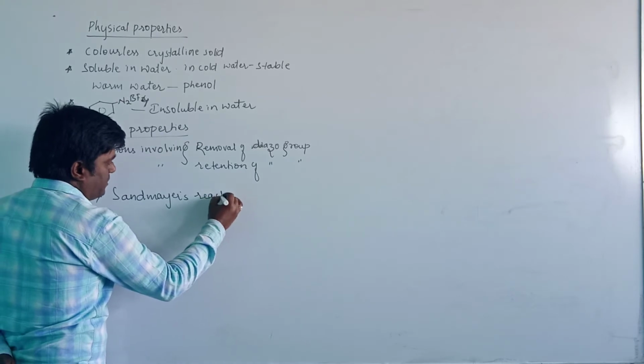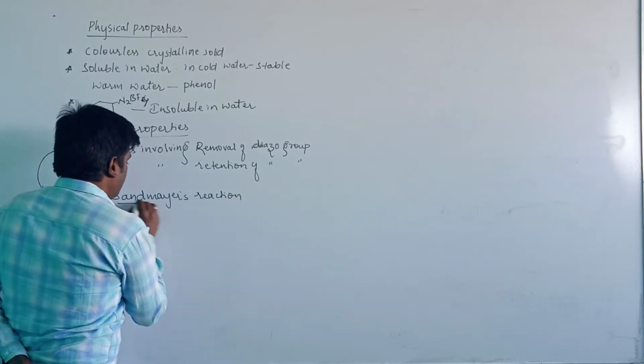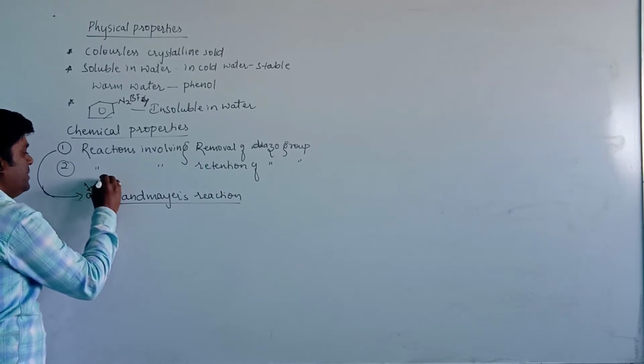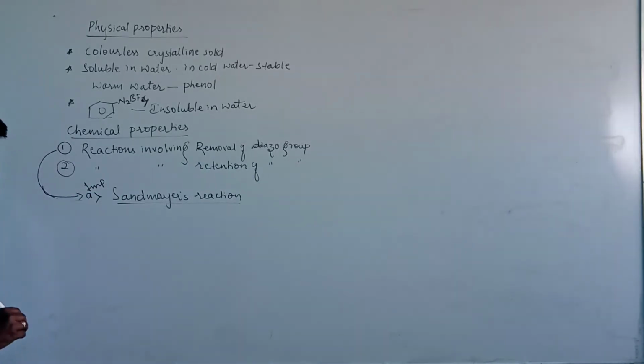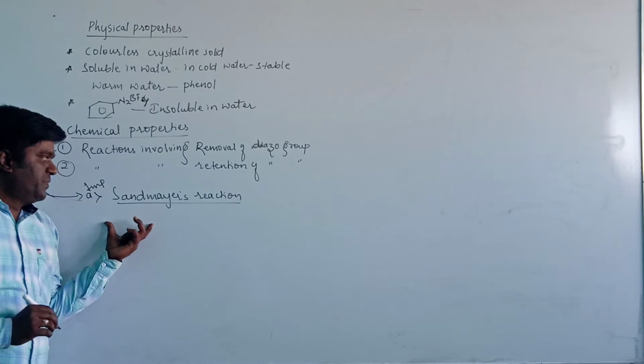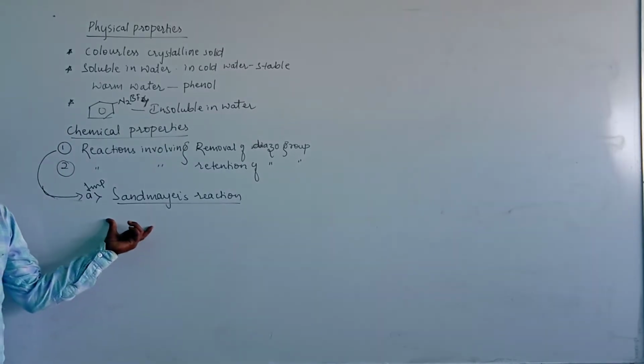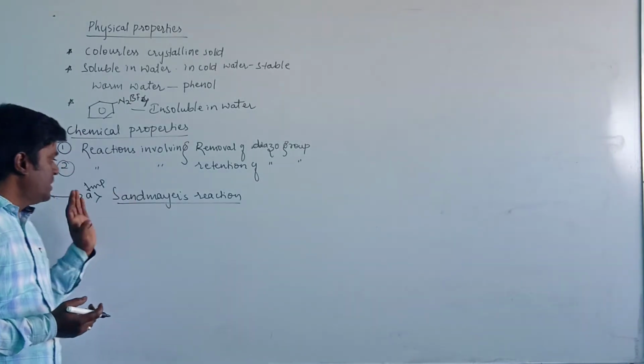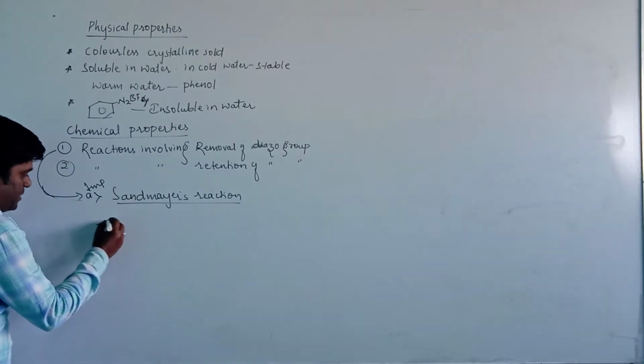A. Sandmeyer's reaction. Very important here. Name reactions are important for the examination. In the Sandmeyer reaction, when diazonium salts react with cuprous chloride and hydrochloric acid, they produce compounds called haloarenes. So let us see how the reaction is carried out.